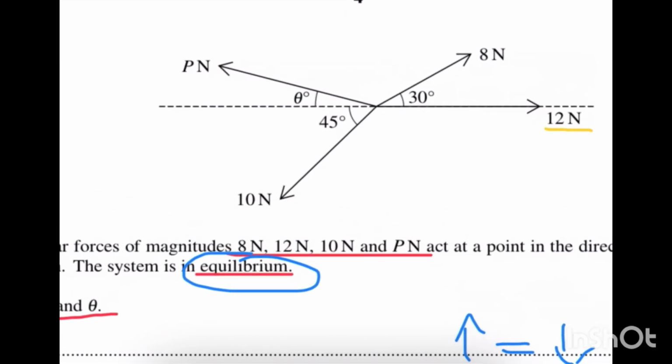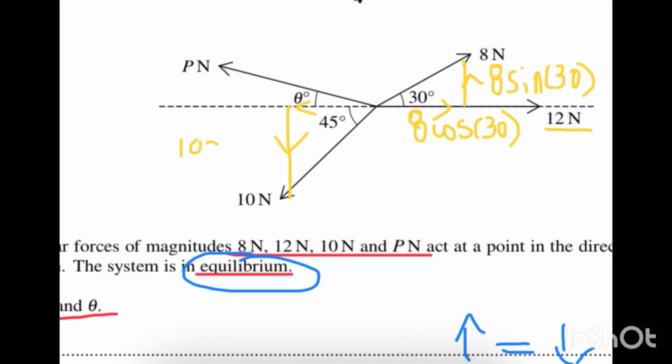For instance, this 8 Newton force has an upward component as well as a rightward component. The rightward component will be 8 cos 30, since it is with the reference angle, and the component acting upwards will be 8 sin 30. Similarly, this 10 Newton force will have a leftward component and a downward component. The downward component will be 10 sin 45, and the one acting leftwards will be 10 cos 45.